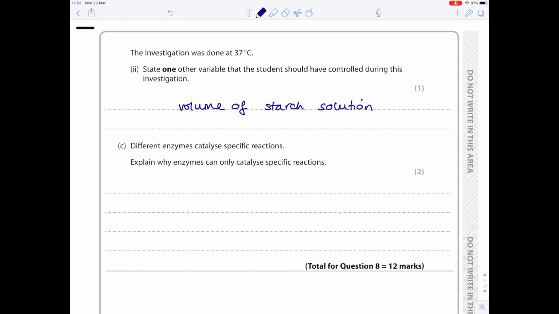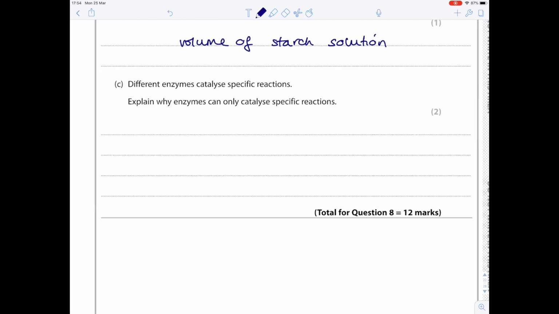Different enzymes catalyze specific reactions. Explain why enzymes can only catalyze specific reactions. And as I drew very poorly above, it's all to do with that active site of the enzyme. It has a very specific shape that is only complementary to very specific substrates. That active site shape is dictated by the order of amino acids, because remember, enzymes are proteins, which means that they're made up of long chains of amino acids.